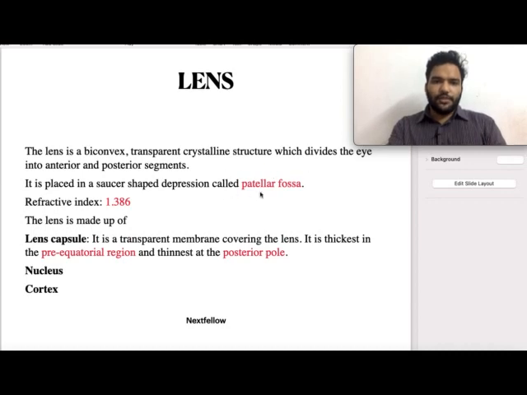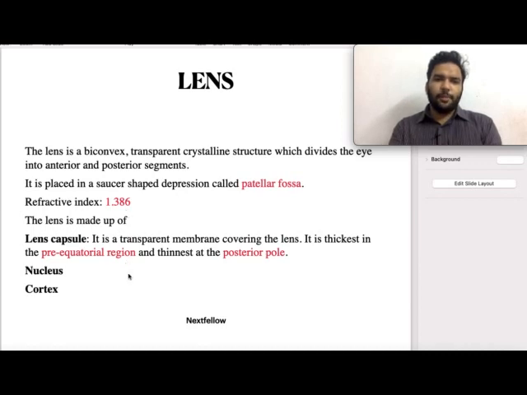So this patellar fossa is very important. Next comes the refractive index. It is approximately 1.386, which is between 1.38 and 1.4. That's because the refractive index increases as we age. So the refractive index is not constant.